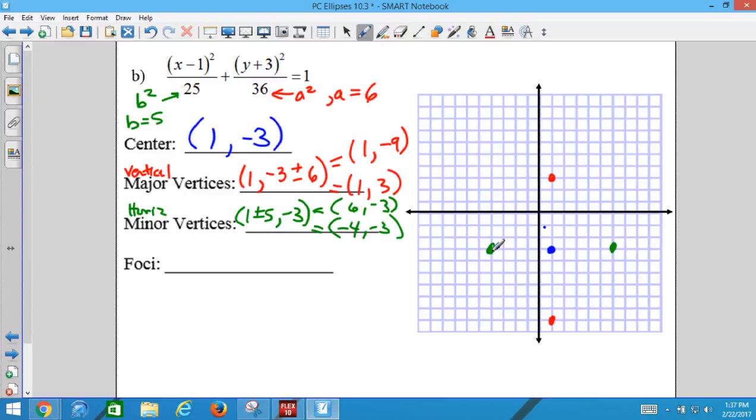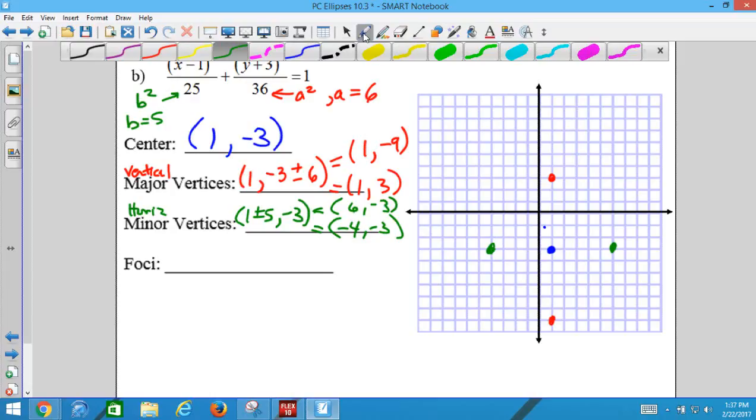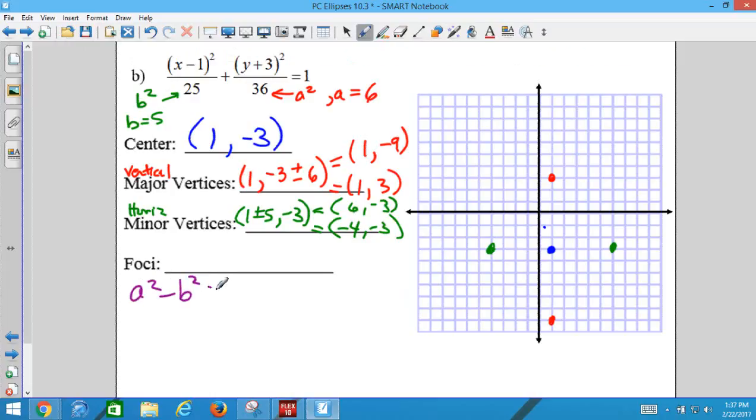So yeah, we're gonna find our foci, and we're gonna do a squared minus b squared. What's that? So when I subtract these, you're subtracting the bigger number minus the smaller number. A squared is always the bigger number. 36 minus 25. So c is square root 11. So when I write my foci, it goes horizontally.